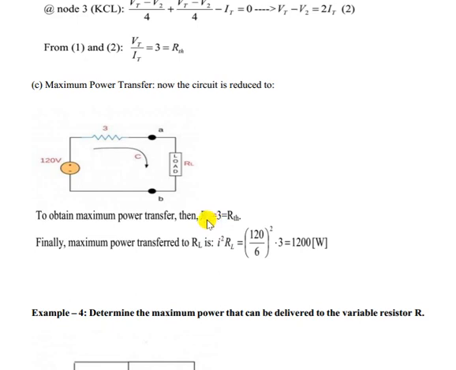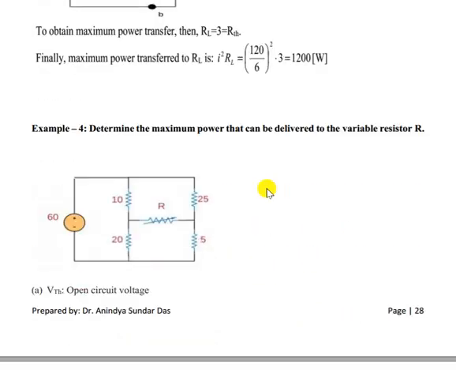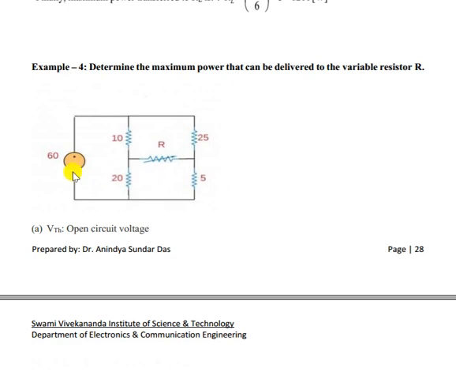Then RL should be equal to 3, which is equal to Rth. So you can find out the maximum power. Okay. Now see another problem.